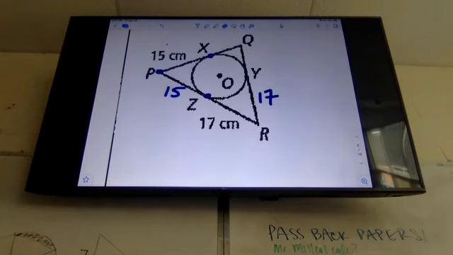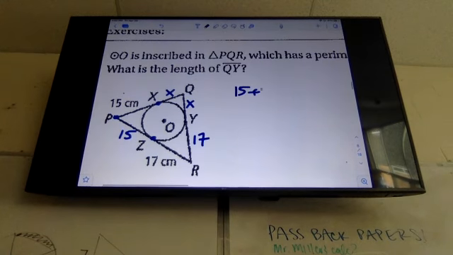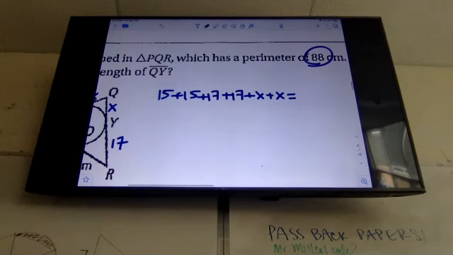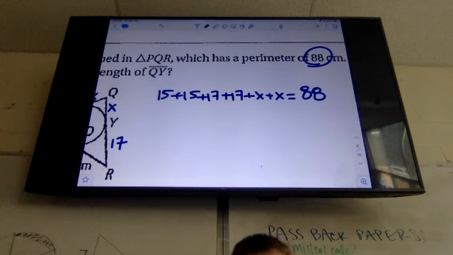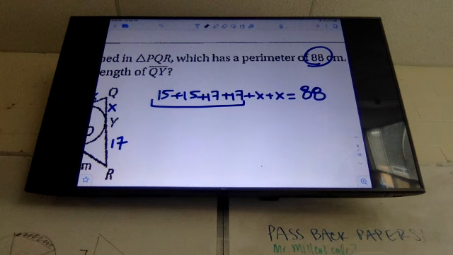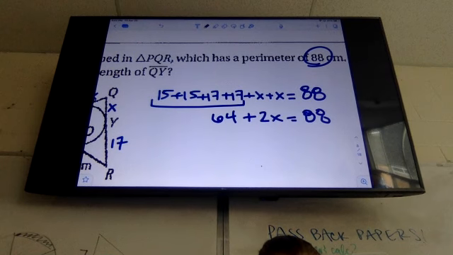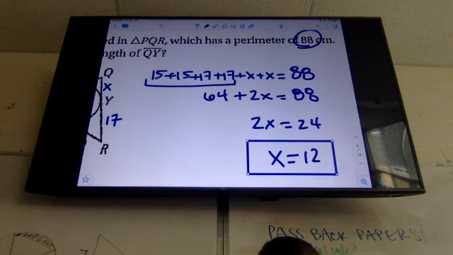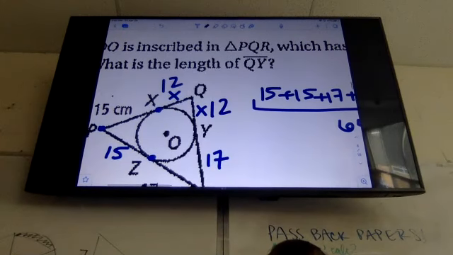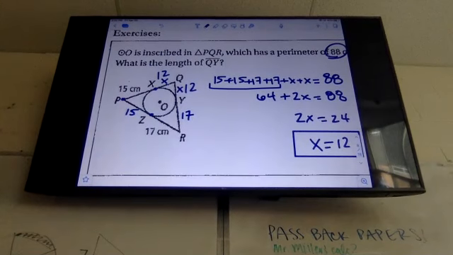Okay, I don't know what QY or QX is, but I do know that all of the pieces add up to 88. So let's throw a variable in for those two. Let's just make it X and X. So I'm going to do 15 plus 15 plus 17 plus 17 plus X plus X, and that's going to equal the perimeter they told me, which is 88. 15 plus 15 plus 17 plus 17 is 64. Plus 2x equals 88. Minus 64, I get 24. Divide by 2, and x equals 12. So both of those little segments equal 12. Is that what they asked me? Yes, they asked me the length of QY and I found it. It's 12. All right, cool.